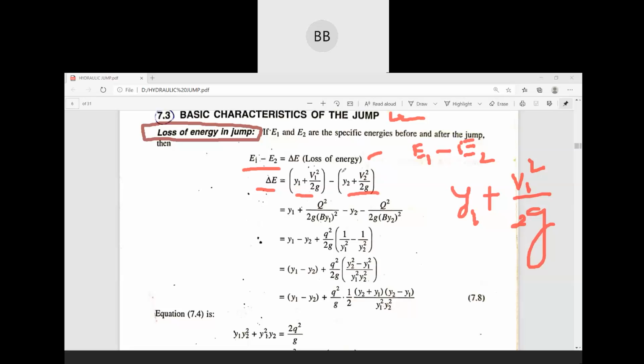If you remove this bracket, then it will be minus, and this plus, again it will be minus. In place of V, we can write Q by A, and in place of area you can write B into y, for a rectangular channel, if we consider the channel is rectangular. So in place of velocity, you can write Q by B into y. Here we have replaced V square by Q square divided by B into y whole square. Similarly for the second condition, for V2 also.